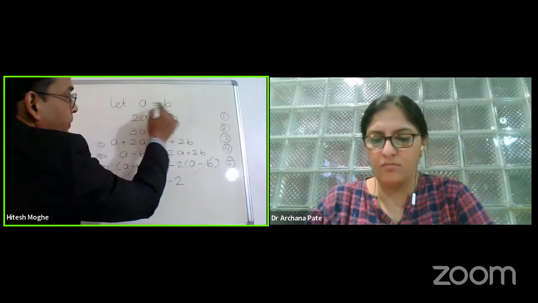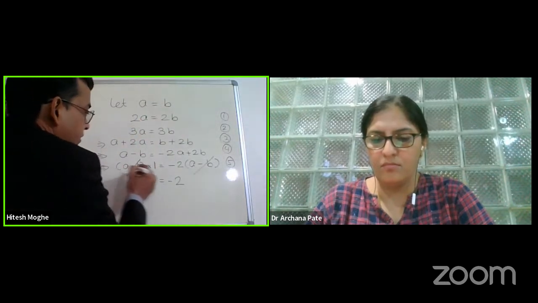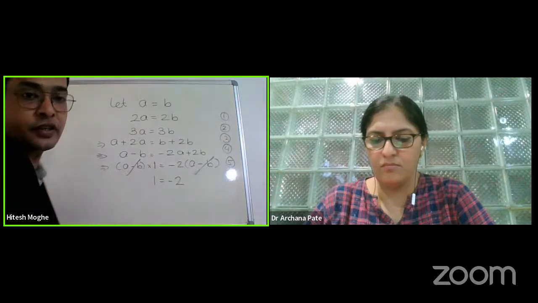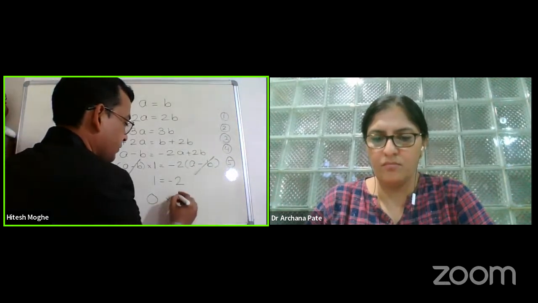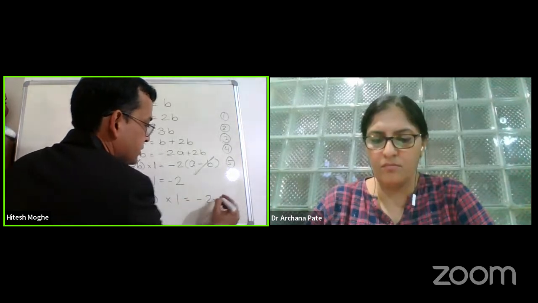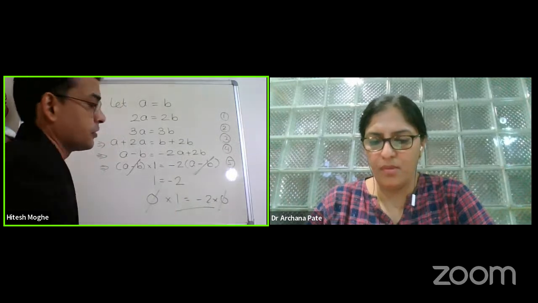Initially we took A equal to B. That means A minus B was 0. We cancelled 0 from both sides of the equation. That is the mistake which we have done. Till the last step, we were correct. This is correct: 0 equal to 0. But you cannot cancel 0 and say 1 equal to minus 2.